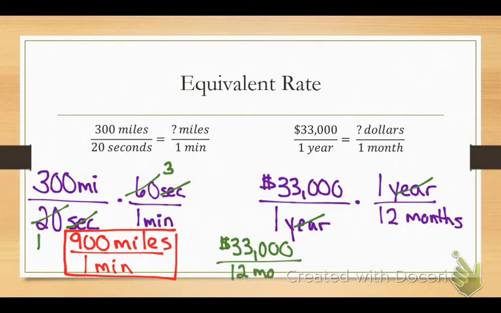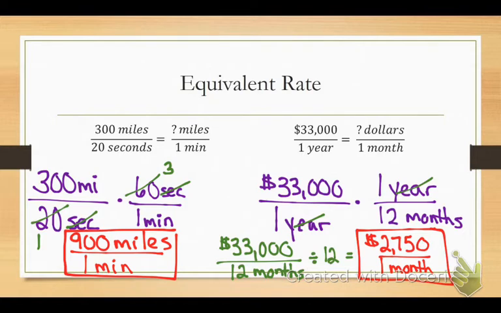$33,000 over 12 months. But that's not what it asked me to solve for. It said how much money in 1 month. So what would I need to do to figure out how much money in 1 month? Divide top and bottom by 12. And I would get $2,750 per month. Okay? So sometimes when your denominator is not 1 after you multiply or divide, you have to now divide it by that number. Basically, you're finding the unit rate, just like we did in the last example.